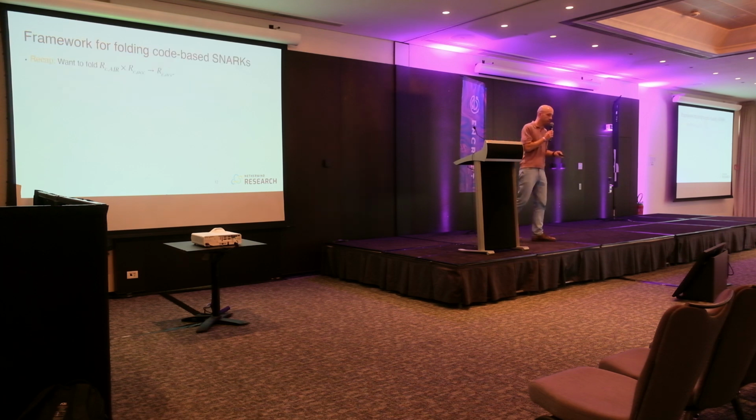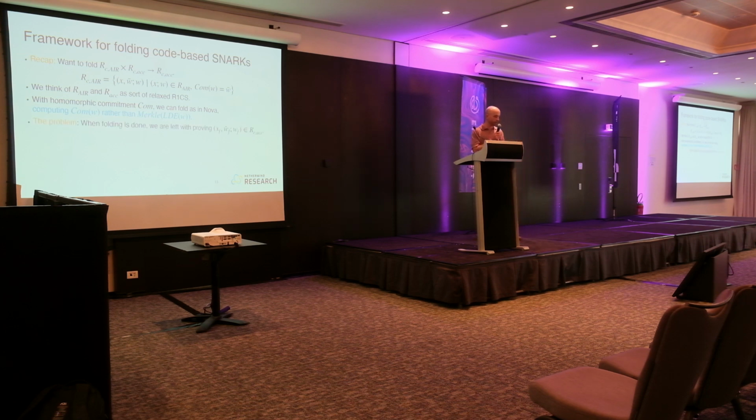Okay, so here is our framework for folding hash-based SNARKs or code-based SNARKs. Recall that we want to fold error instances, and that we think of error instances as sort of relaxed R1CSs. And we are going to use a homomorphic commitment. So we are going to do Nova with a homomorphic commitment. At each folding step, we will compute the commitment. We will use this commitment to commit to W instead of using the Merkle tree commitment to the low-degree extension of W. So importantly, we will not commit low-degree extensions or do any FFT when we do folding.